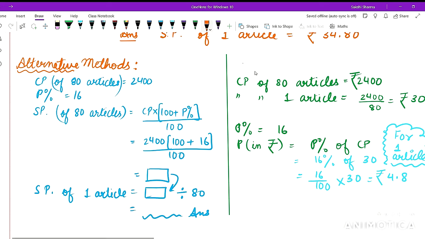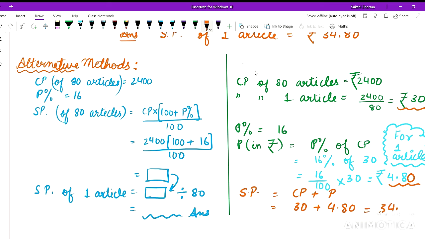4.8. Again, this is a money value. Money value is always written up to 2 decimal places. So I would be putting a 0 here at the end. And then in order to find out the SP, I will take the cost price, add the profit and find out my answer. 30 is the cost price, 4.80 is the profit, and this gives me my answer as 34 rupees 80 paise. So you can use any one of these methods.